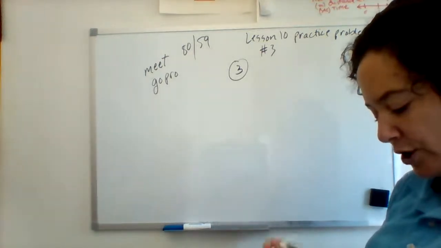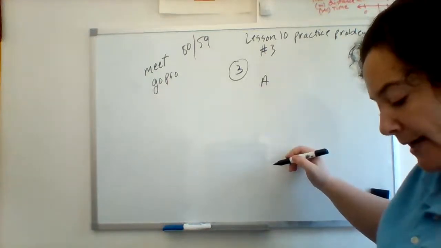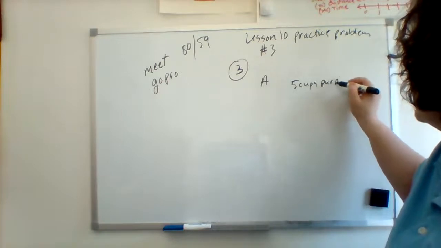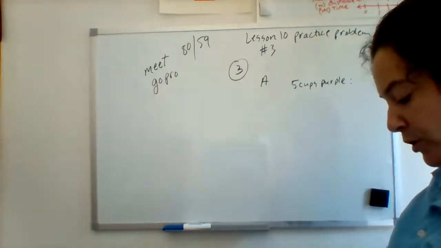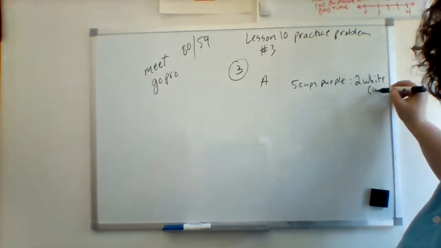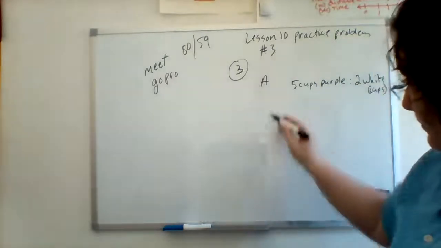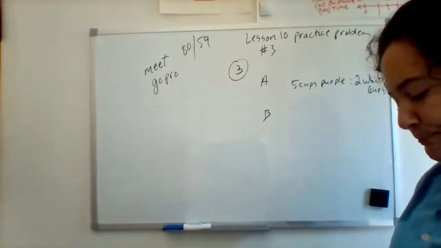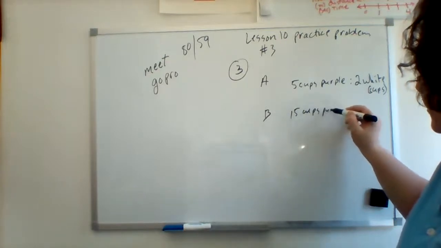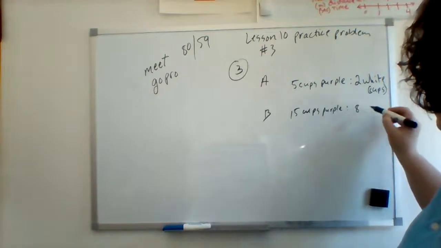So the first mixture, mixture A, says that it mixes 5 cups purple with 2 cups of white. And this is also in cups. Mixture B is making 15 cups of purple with 8 white.